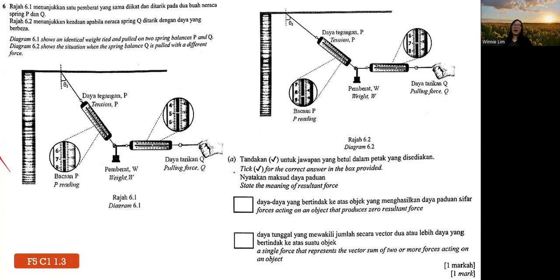Okay, firstly, A. Tick the correct answer in the box provided. What is the meaning of resultant force? Resultant force acting on an object that produces zero resultant force? Wrong. It is a single force that represents the vector sum of two or more forces acting on an object. In short, a simple idea: you have an object, you pull with 3 Newton, another one pulls with 1 Newton. So who will win? The 3 Newton. At last, it is 2 Newton to the right. So this 2 Newton is the resultant force, okay?